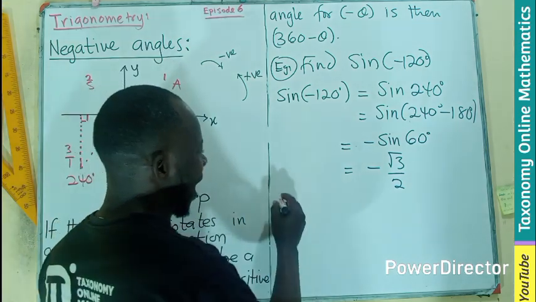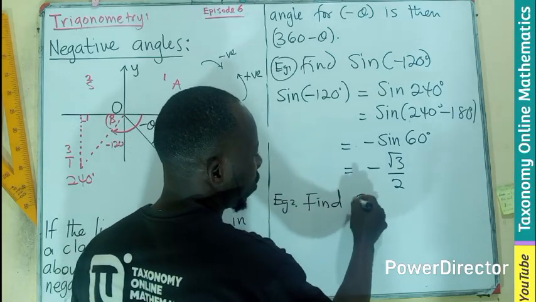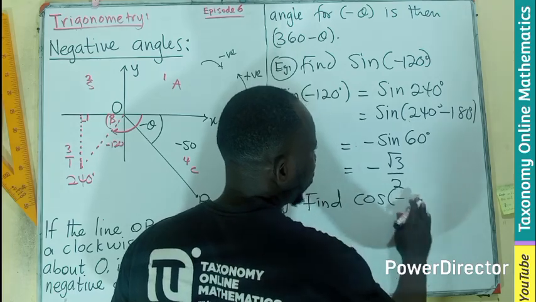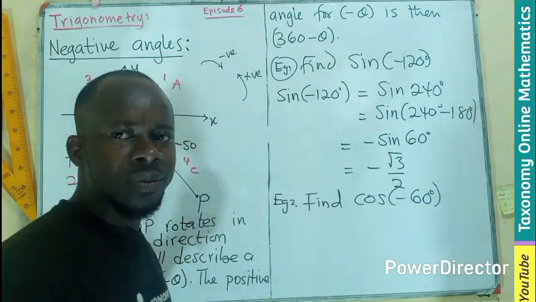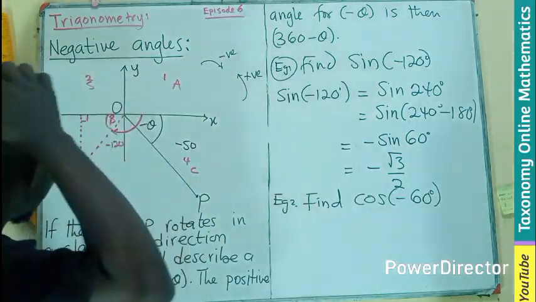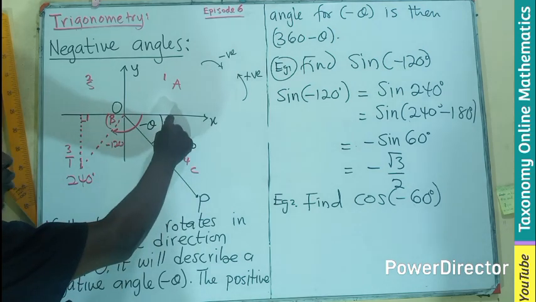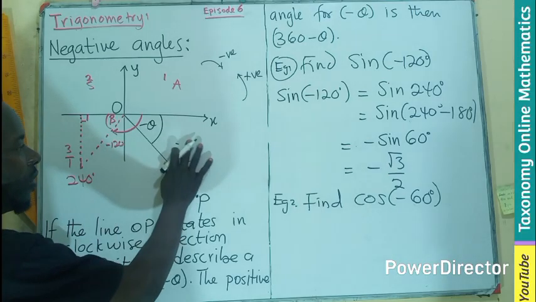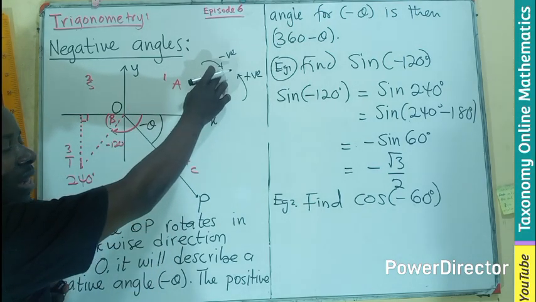Or let's say I have example 2, where I'm asked to find the cos of, let me pick a smaller one, negative 60 degrees. This is also a negative angle. So now you can see that your movement is from here, coming all the way toward this direction. So I have moved how many degrees? I've moved 60 degrees. And the negative is only showing that I'm moving in the clockwise direction.